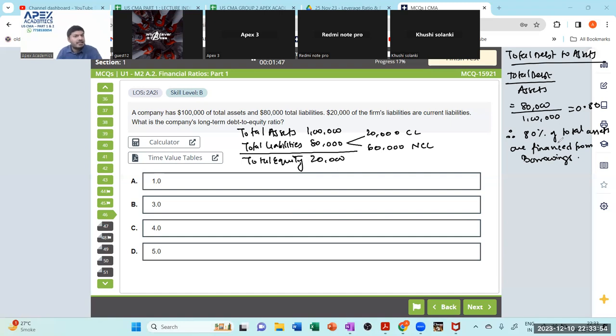80% of your existence is debt. You're screwed, right? This is your first one, total debt to your assets. Second one, long term debt to equity.